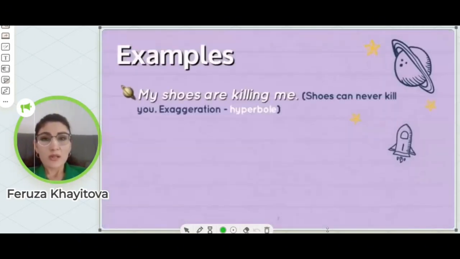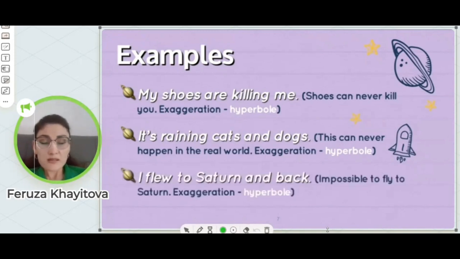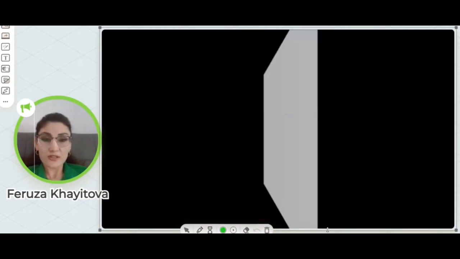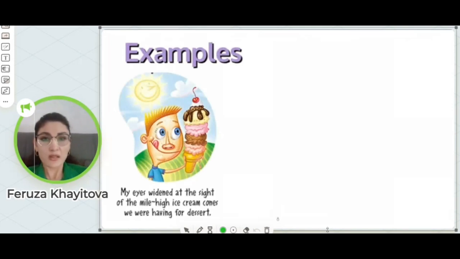In these examples, my shoes are killing me. Shoes can never kill you. In this example, exaggerate meaning, it's a hyperbole. It's raining cats and dogs. This can never happen in the real world. Exaggerate means cats and dogs raining. It's a hyperbole. The next example, I flew to Saturn and back. Impossible to fly to Saturn. Saturn, it's a planet, yeah? It's a hyperbole, exaggerate meaning.